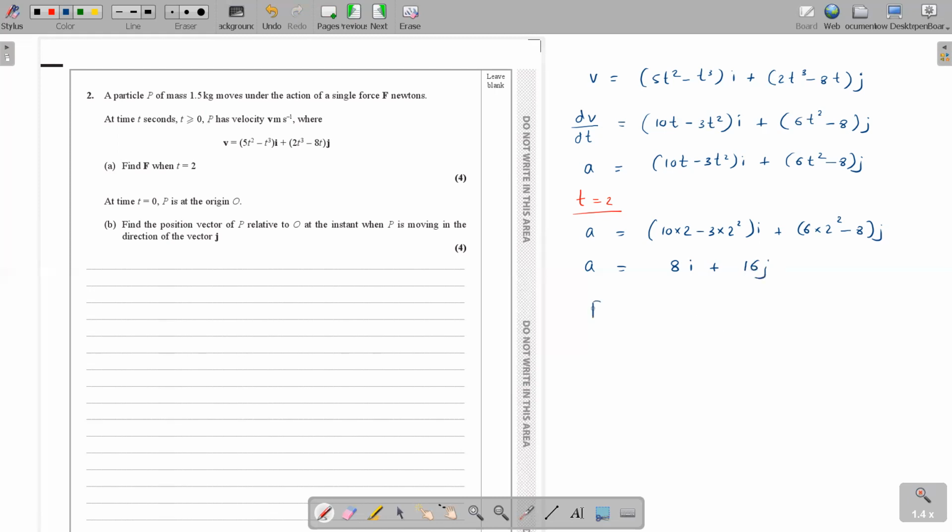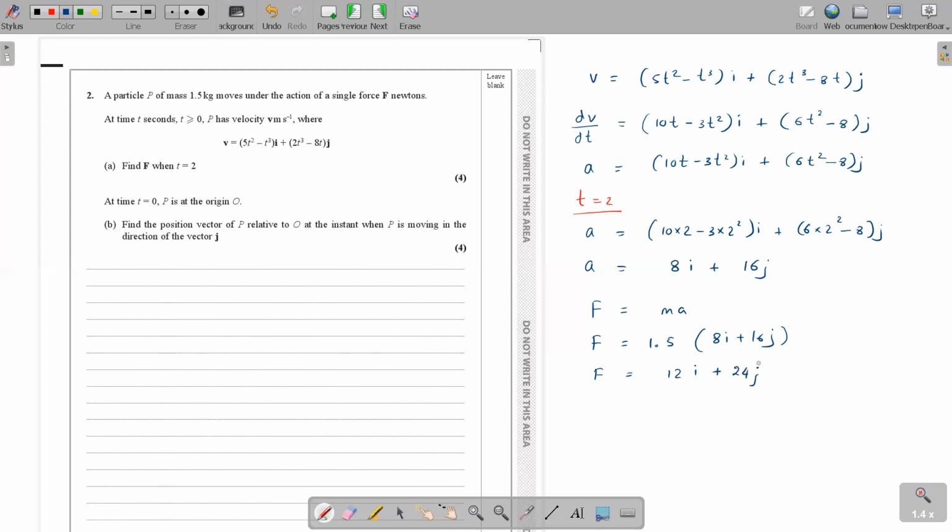So let's now use F equals MA, because you're supposed to find the force. Mass is 1.5 kilograms. Acceleration is 8I plus 16J. So multiply inside with 1.5, which is 3 over 2. 8 into 3 over 2, how much do you get? 12. So 12I. 16 into 3 over 2, 16 into 1.5, is 24. So force equals 12I plus 24J.